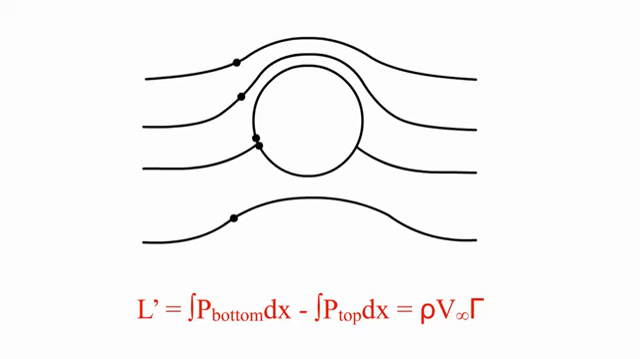Now here we're not using the shape of the cylinder to create lift. We've already seen that the shape doesn't create lift, but here we create the faster velocity along the top surface by rotating the cylinder in a clockwise way. So note how the lift per unit span actually comes out to be a very simple expression. It's only rho times V infinity times gamma.